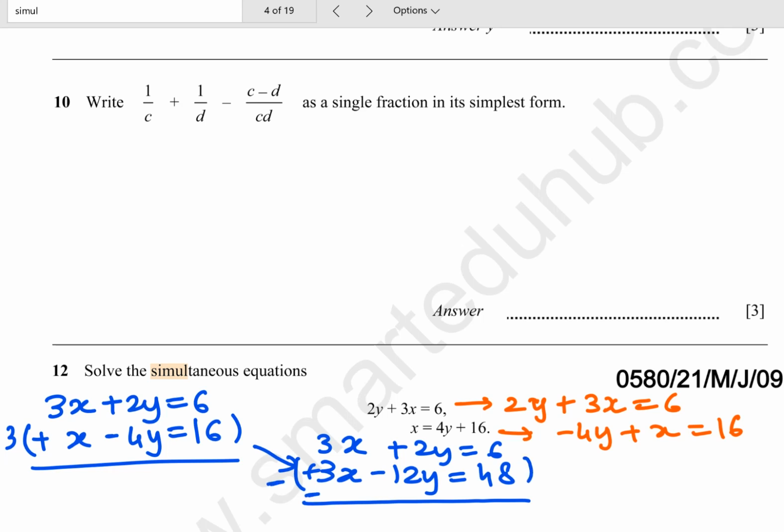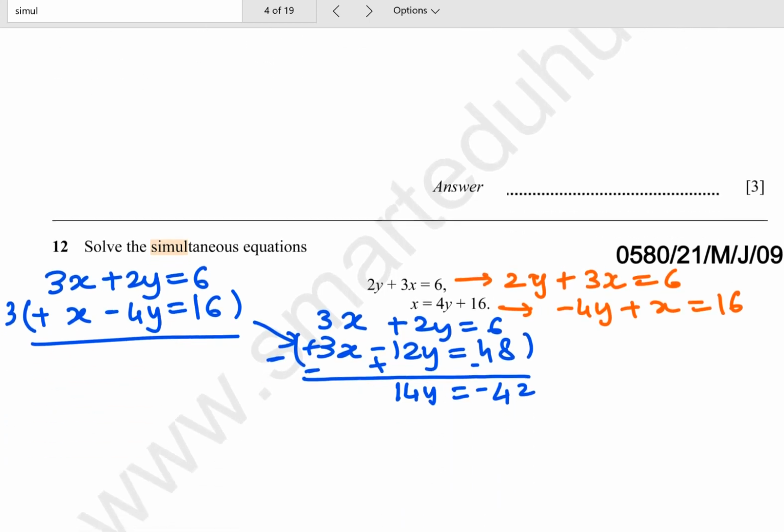Minus into plus is minus, minus, minus, plus, and this is minus. So this becomes 42, and this becomes 14y. So 14y equals minus 42, right? So now that means y equals minus 42 divided by 14, which equals minus 3. Okay, now we have got y equals minus 3.